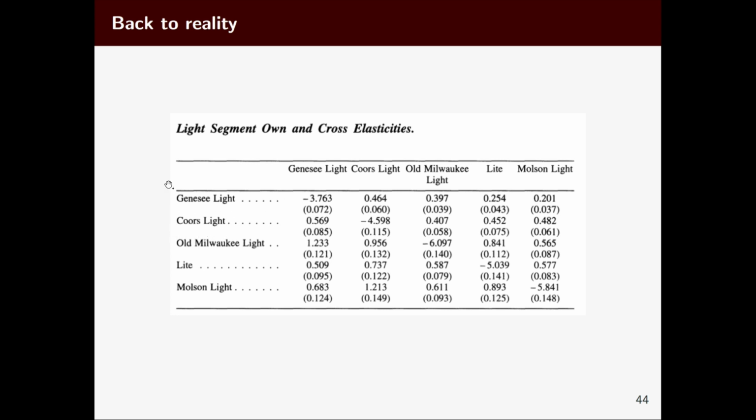And if you read the paper, it makes a lot of sense. It's a pretty competitive market, so if the price is changing here, people are going to shift their demand to really any of the other light beers. The last thing to talk about here is the numbers in parentheses, which are the standard errors. This is generally how results are presented in the real world. So we get a point estimate, which is our elasticity, and then the standard error of that elasticity.